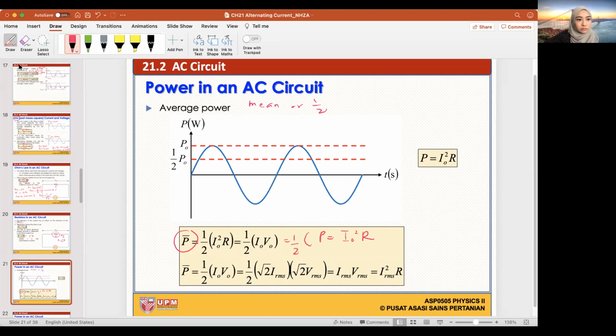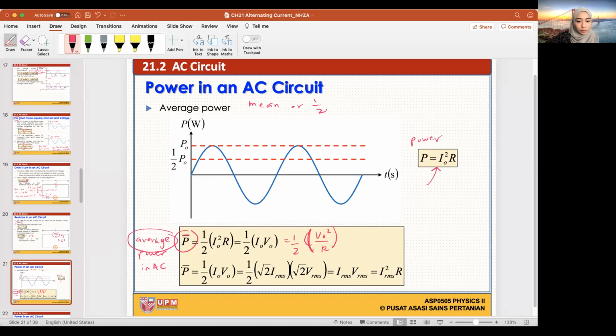1 over 2, apa tadi? V naught squared over R. So semua equation ni boleh pakai to find the average power in AC. Perkataan average ni wajib untuk benda yang ada sign macam ni. Berbeza dengan the one that we saw earlier. This is just regular power. This is average power.